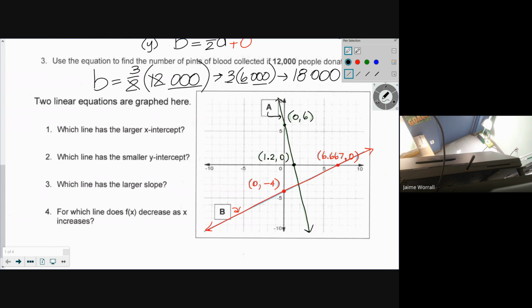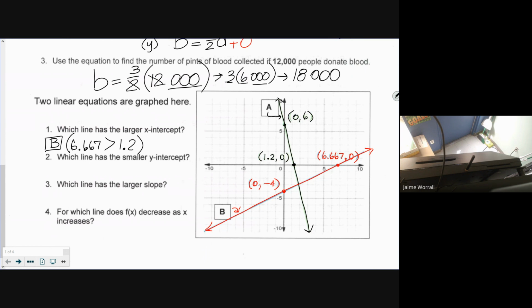Question number 1. Which line has the larger x-intercept, line A or line B, and why? Jack. B. B has the larger x-intercept because why? It's a higher number. So this number, what is this number, 6.667? Yeah. You're saying it's greater than 1.2. That's how you answer these questions. So line B, because 6.667 is greater than 1.2. Awesome, man. Thank you for that burst of mathematical energy.